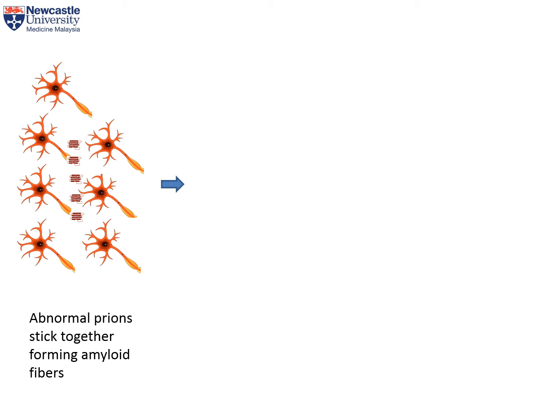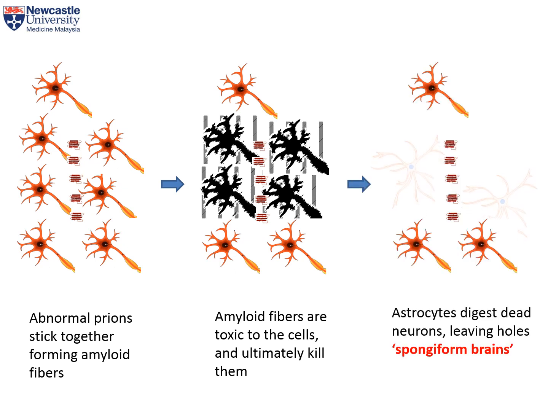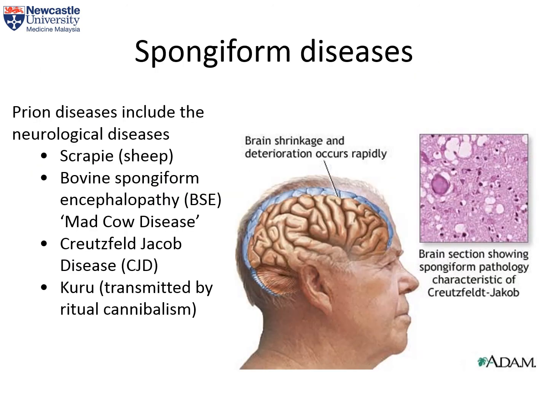So when you have the presence of abnormal prions, they tend to stick together, forming amyloid fibers, which are basically proteins that are insoluble. So they will precipitate out of the solution. They are not only insoluble, but at the same time toxic to the cells, which means they will kill the neurons. So when this happens, astrocytes, which are a type of brain cell, will come and digest away the dead neurons, leaving holes in your brain, which is known as the spongiform brain, because it looks exactly like a sponge.